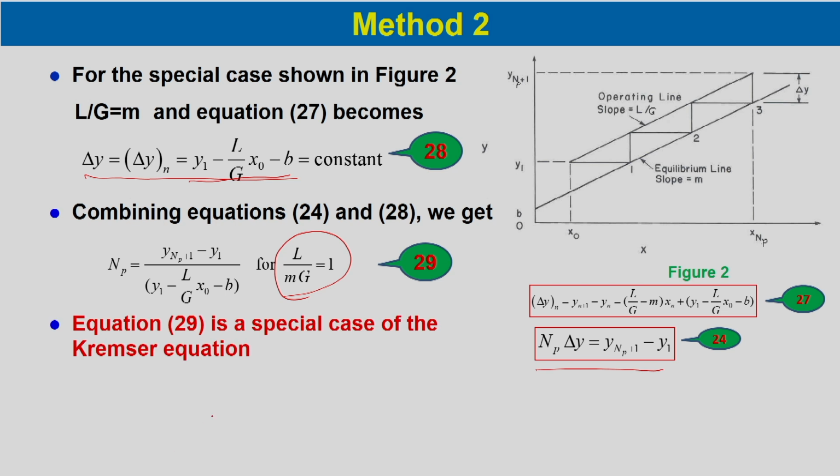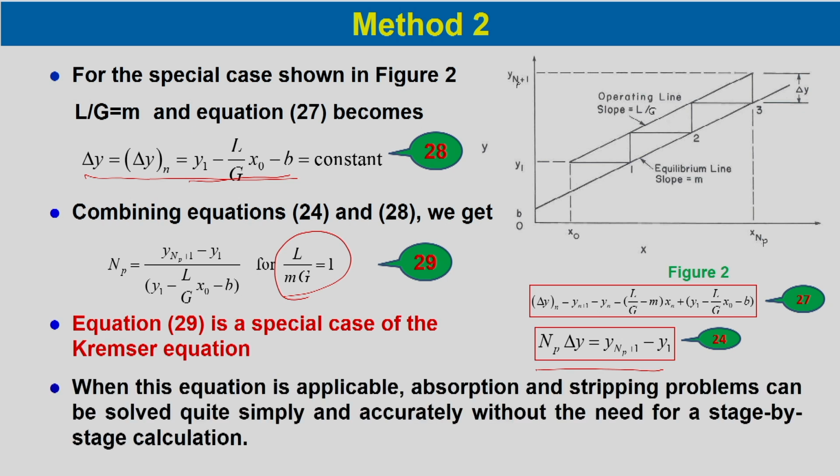So, this equation 29 is a special case of the Kremser equation as we have derived before. This is another equation we can derive from the graph. When this equation is applicable, absorption and stripping problems can be solved simply and accurately without the need of stage by stage calculation. From here we can easily calculate the number of stages required using analytical equations.